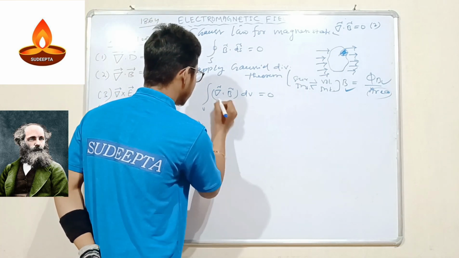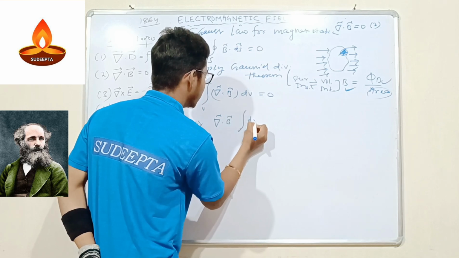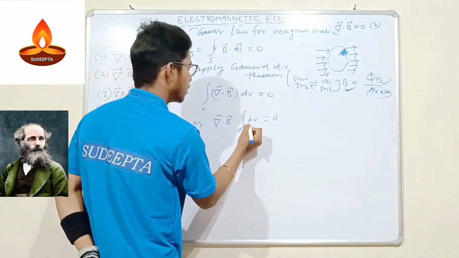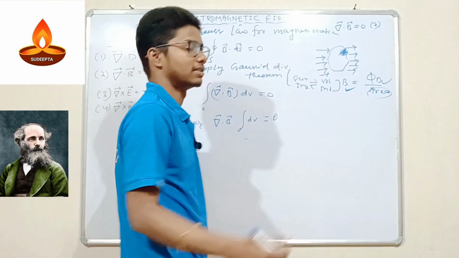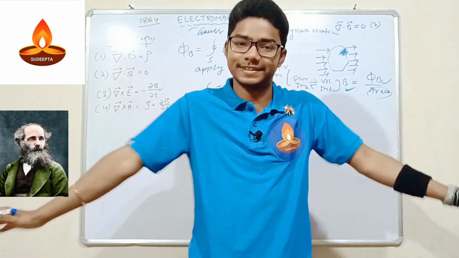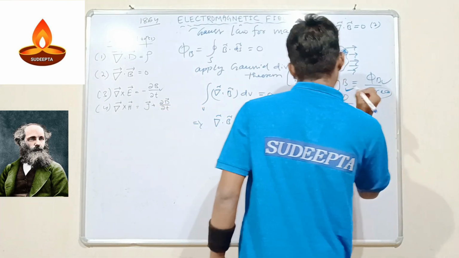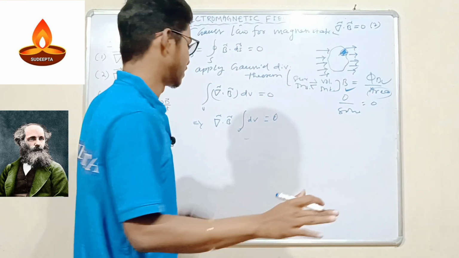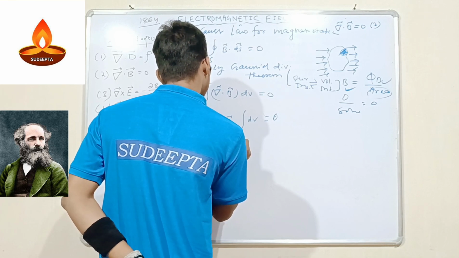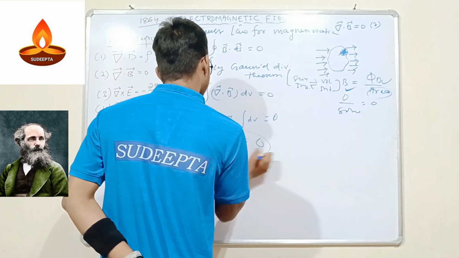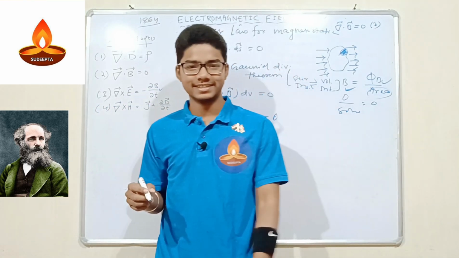So here these two are constant: the integral of divergence of B dV is equal to 0. If V goes to the right hand side, it will be 0 actually, because on the right hand side there is 0, and 0 divided by something is always 0, except 0 itself. So divergence of B is equal to 0. Right?